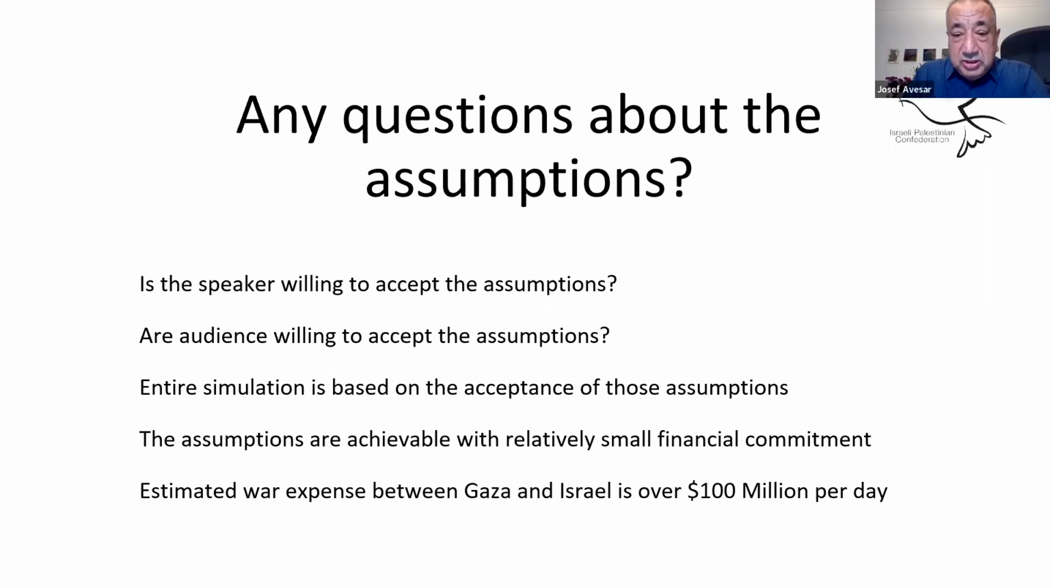Okay, so I believe that these assumptions are attainable because one day of war between Israel and Palestine costs $100 million between Israel and Gaza. With $100 million, these assumptions are attainable.